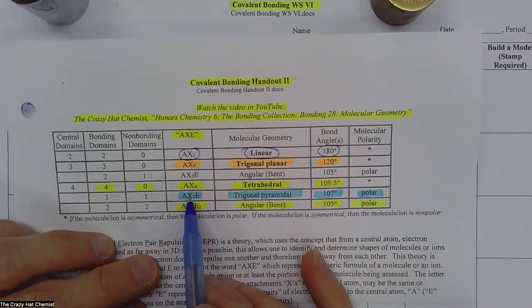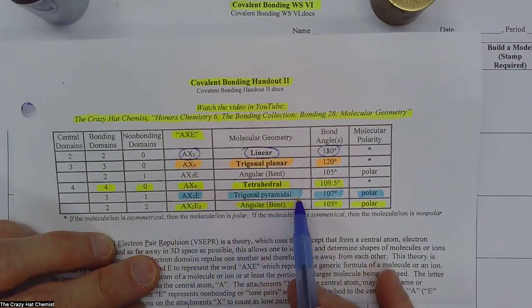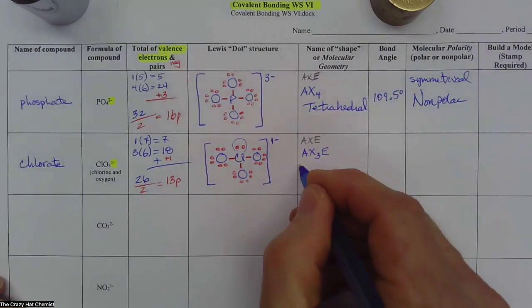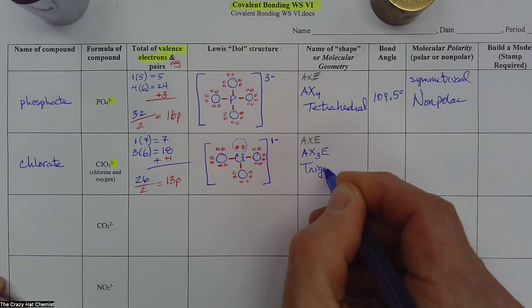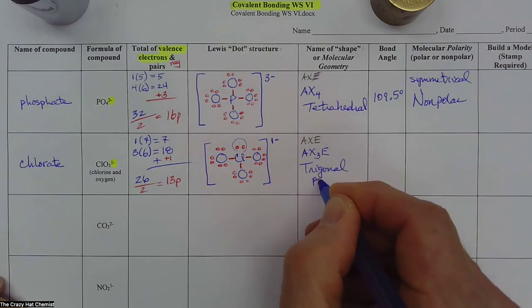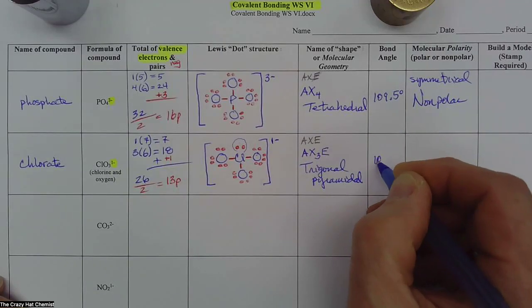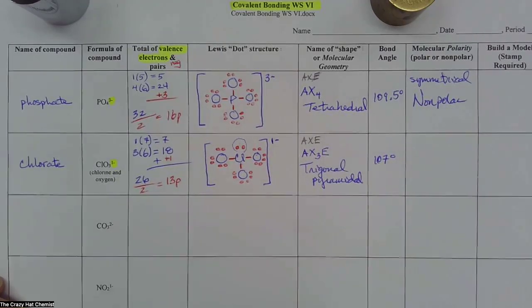AX3E, that's trigonal pyramidal and a bond angle of 107 degrees. Now I'm going to build the model.